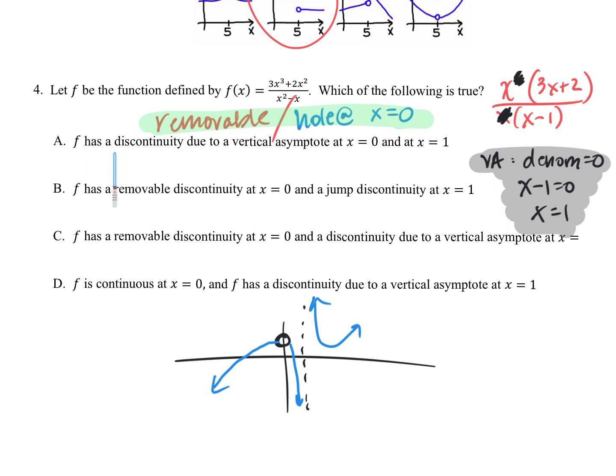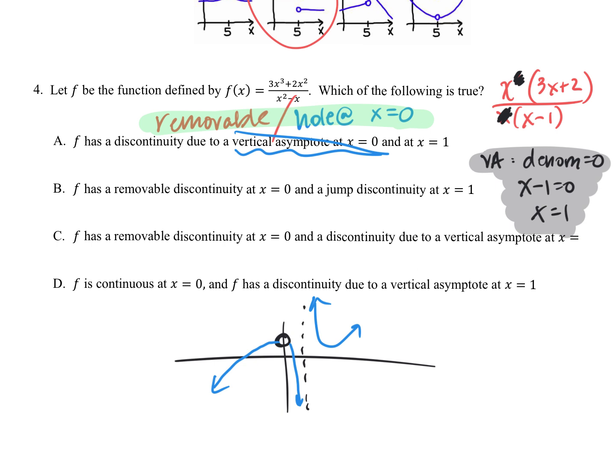So it says it has a discontinuity due to a vertical asymptote at x is 0. Do we have a vertical asymptote at x is 0? Nah, you have a hole there. Removable discontinuity at x is 0 and a jump discontinuity at 1. Well, let's talk about it.